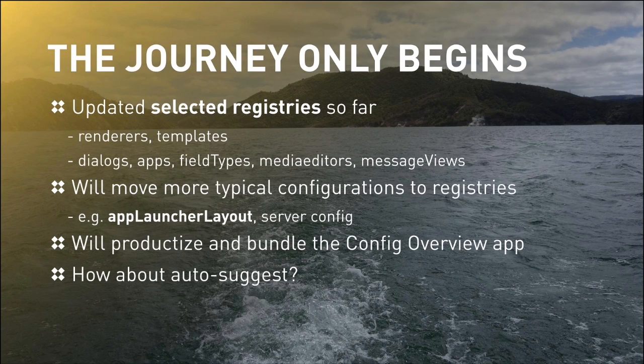So another thing to notice is that the journey only begins. We've updated hopefully the most important registries so far: templates, dialogues, apps. But we will also upgrade more registries in the future so that you can use config by file as well for, let's say, REST endpoints or personalization traits. We will also move more typical configuration to registries so that you can also use them in files. That's the case most importantly for the app launcher layout.